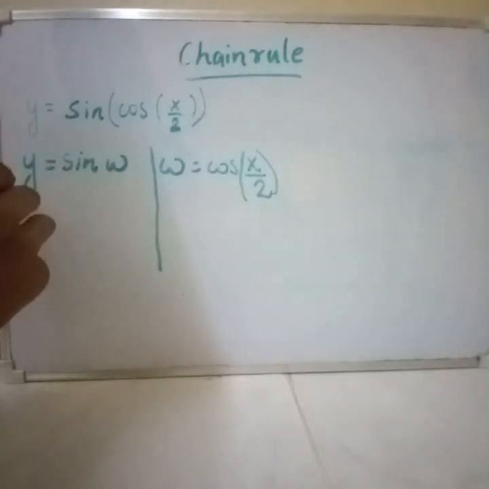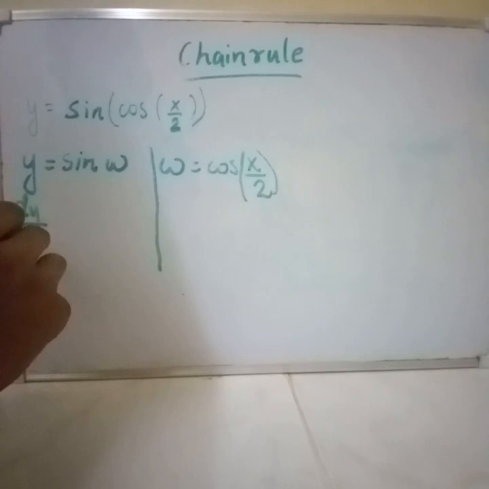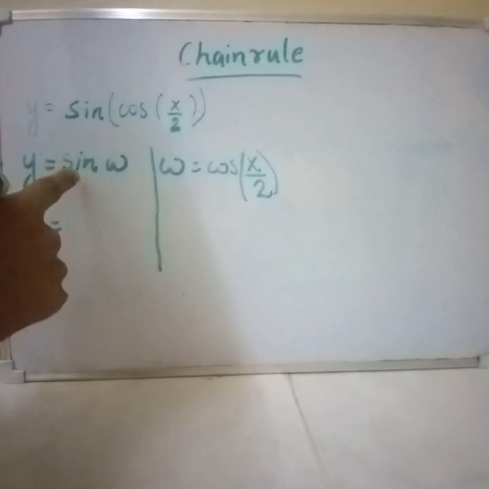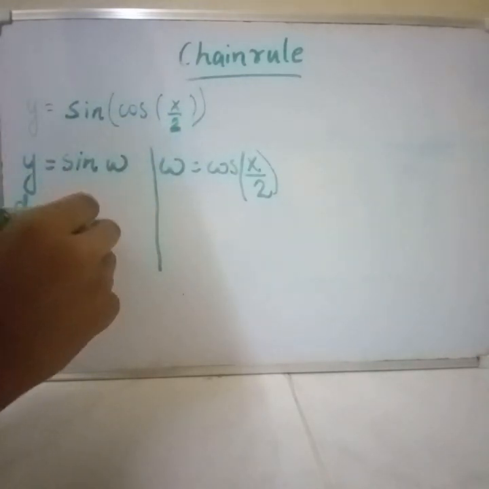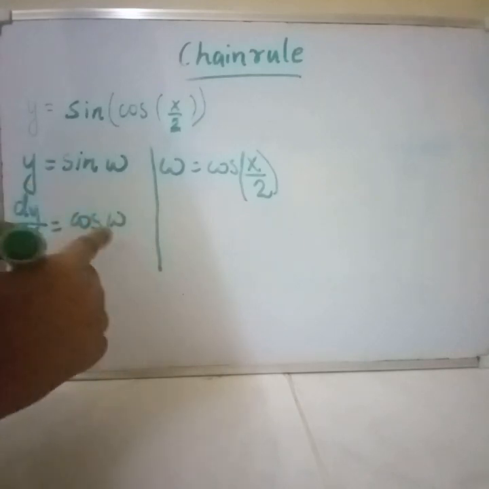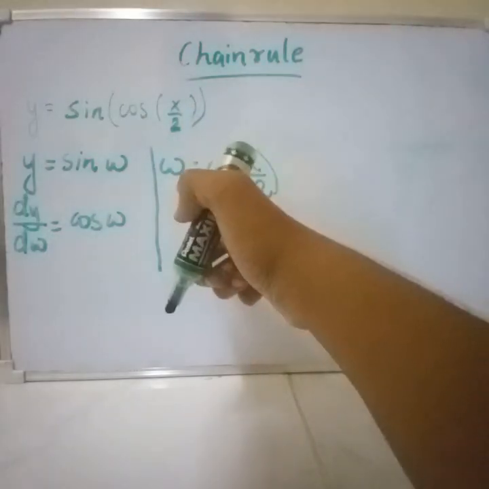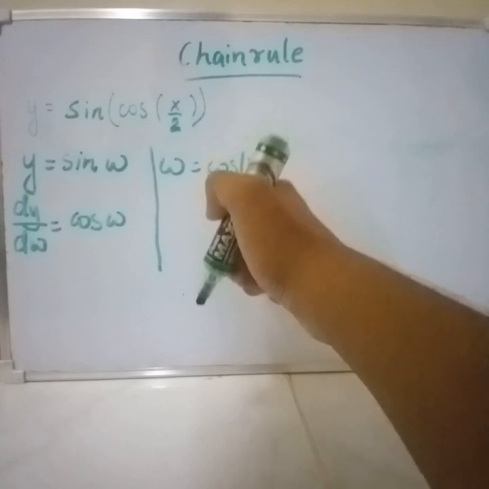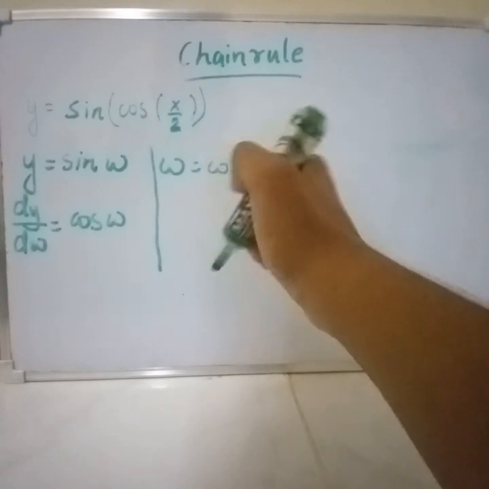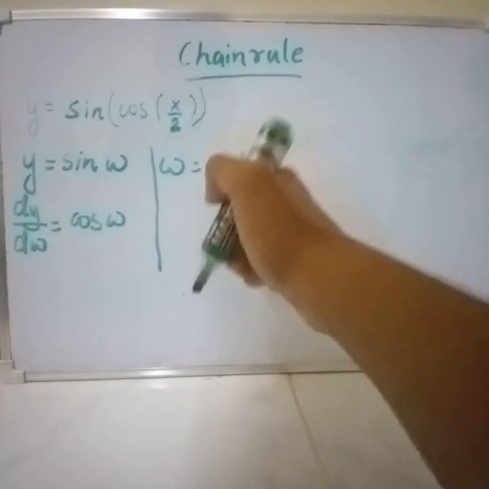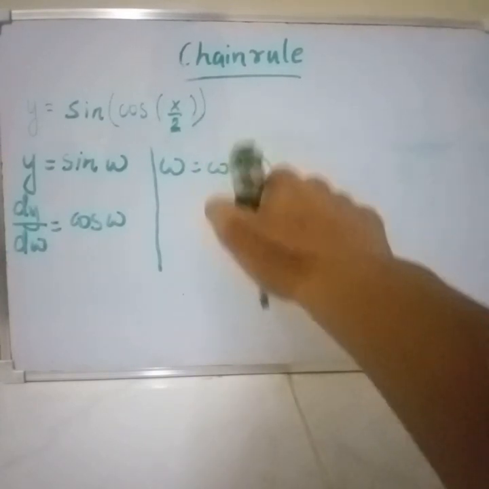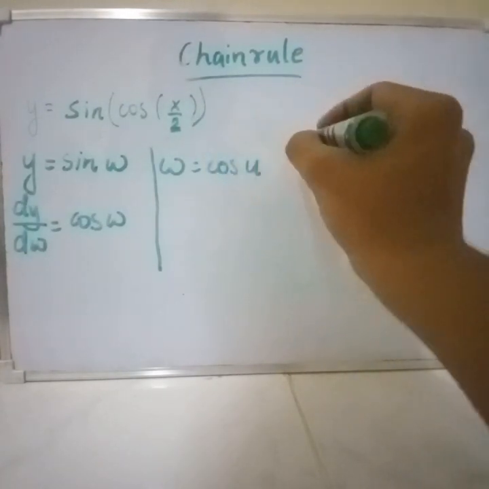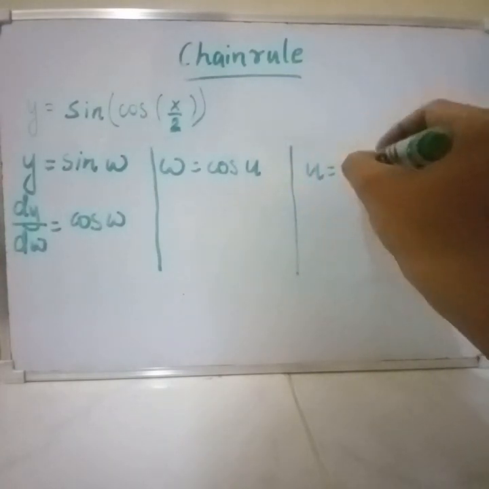So now we have to take the derivative of this with respect to w. So if you see, the derivative of sine is cos, and we will be writing the same variable here itself. So it will be cos w. So next we have to find the derivative of w with respect to x. But if you see here also, we cannot directly take the derivative of cos, right? Because it's not cos x, it's cos x by 2. So instead of x by 2, we'll be taking it as another variable u, where u is equal to x by 2.